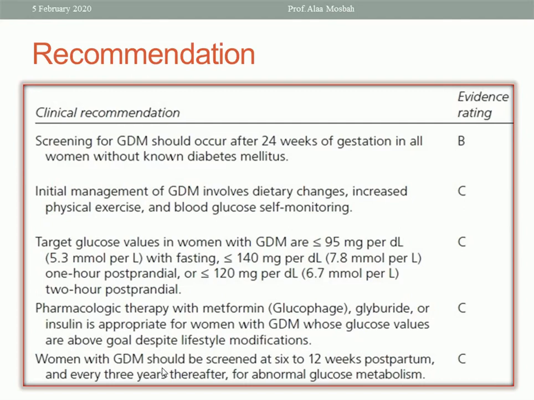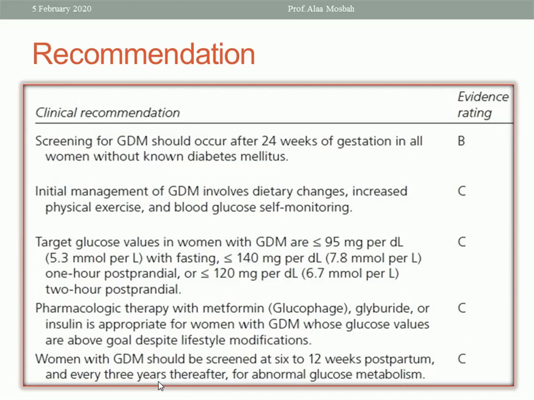Target glucose values in women with gestational diabetes: equal to or less than 95 mg per deciliter fasting, less than 140 mg per deciliter 1 hour postprandial, or less than or equal to 120 mg per deciliter 2-hour postprandial. Grade C recommendation. Pharmacologic therapy with metformin, glyburide, or insulin is appropriate for women with gestational diabetes whose glucose values are above goal despite lifestyle modification.